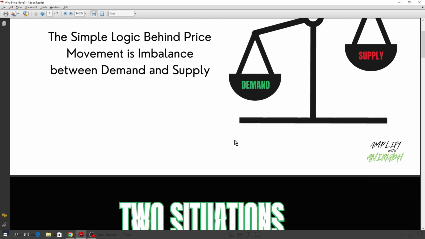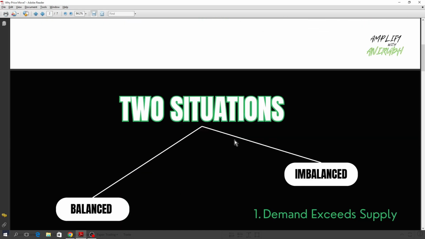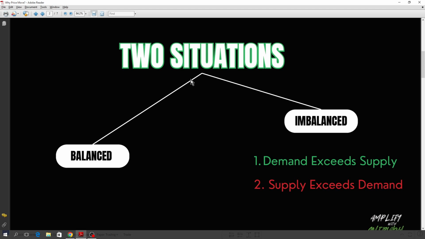Okay, now let's understand this in detail. Here we are having two situations on the chart. Situation number one is the balanced situation, which we will understand. And the second situation is imbalanced. In imbalanced, we are having two options: first is demand exceeds supply, and the second one is supply exceeds demand.